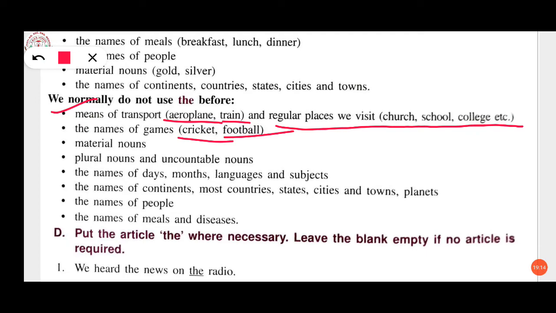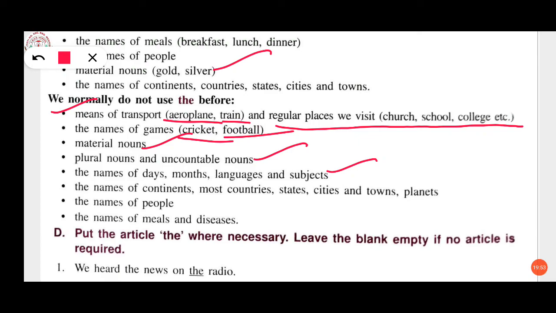Okay, then come to material nouns. Material nouns, same here. We can't use a gold and silver or the gold, the silver. Then again plural nouns and uncountable nouns. Plural nouns means more than one thing. Uncountable nouns means the things which you can't count. The names of days, months, languages and subjects. Before these also, like the January, the December, we can't say like this.